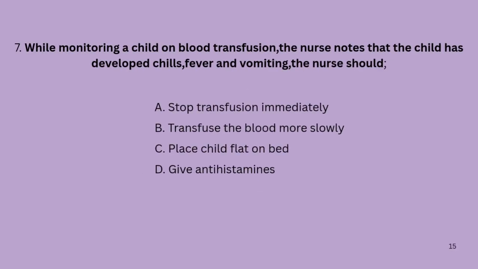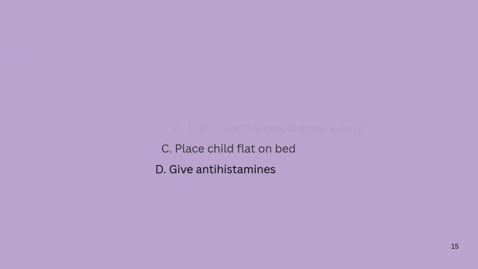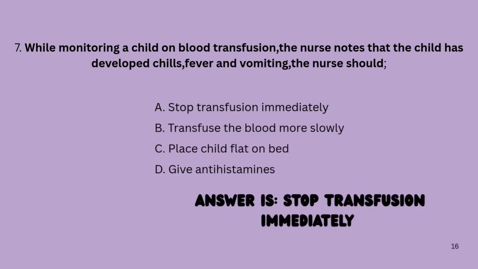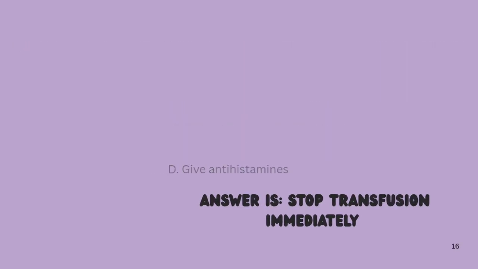Number 7. While monitoring a child on blood transfusion, the nurse notes that the child has developed chills, fever and vomiting. The nurse should a. Stop transfusion immediately, b. Transfuse the blood more slowly, c. Place child flat on the bed, d. Give antihistamines. The correct answer is stop transfusion immediately.